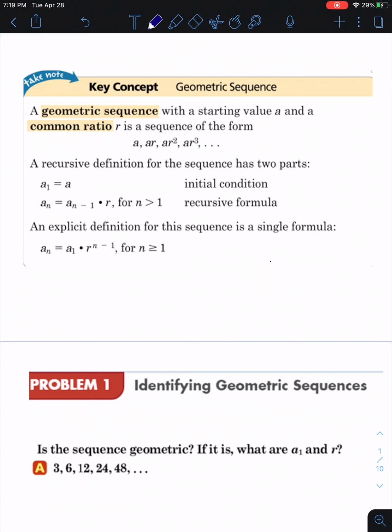Morning class. Today we're going to take a look at geometric sequences. So in our adventure on sequences, we looked at arithmetic for the last couple of days. Today we're going to look at geometric.